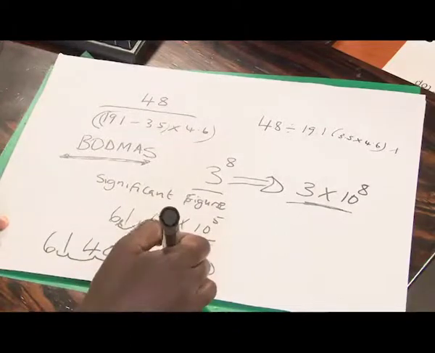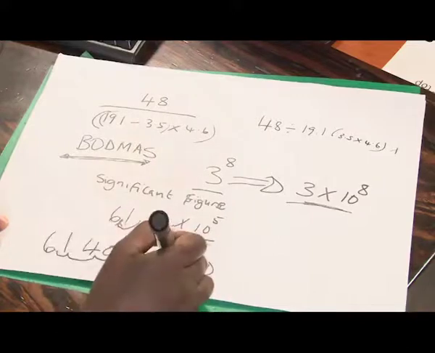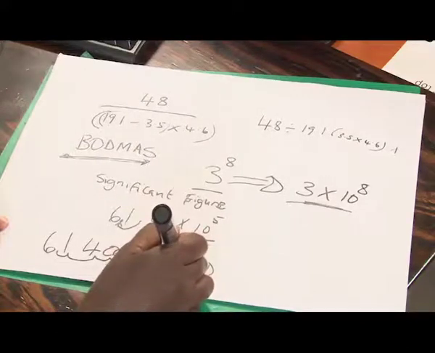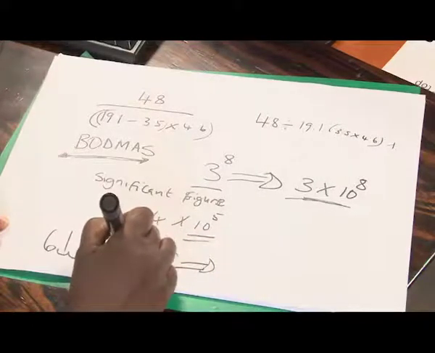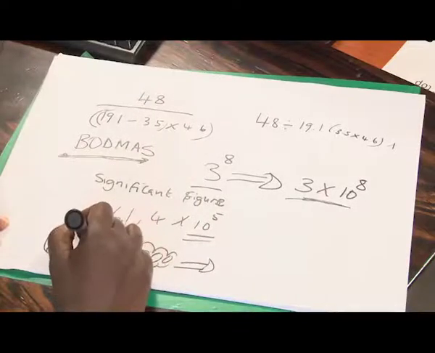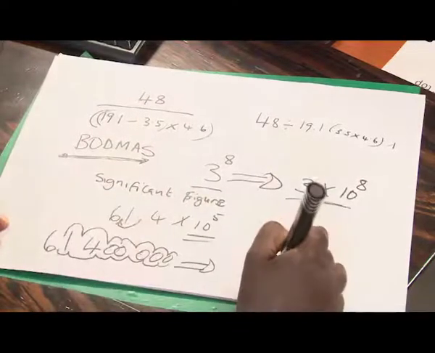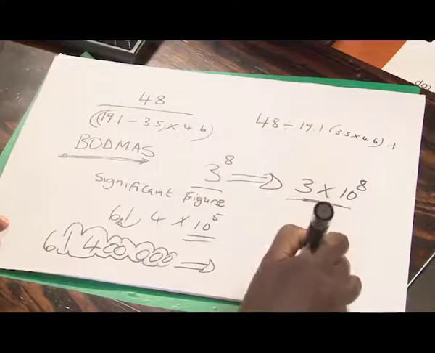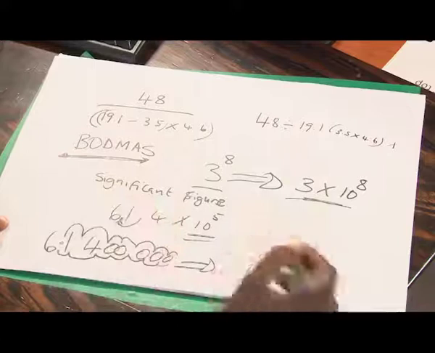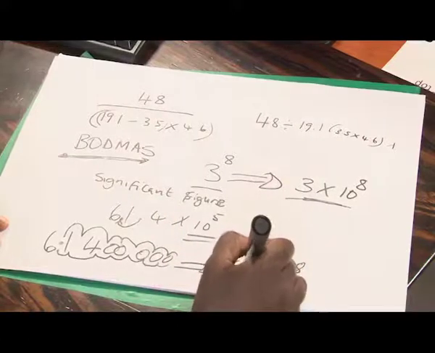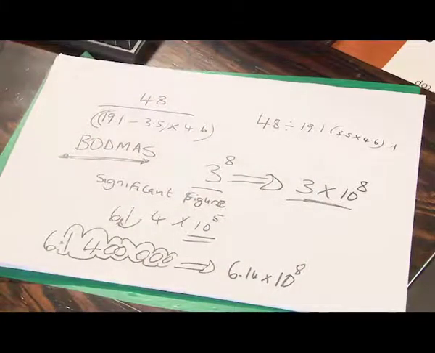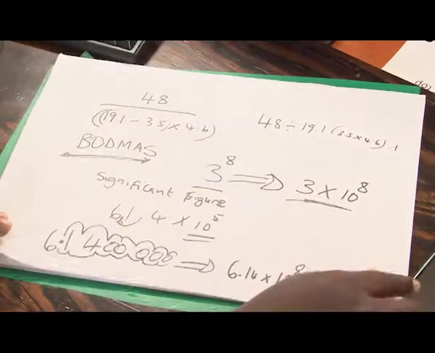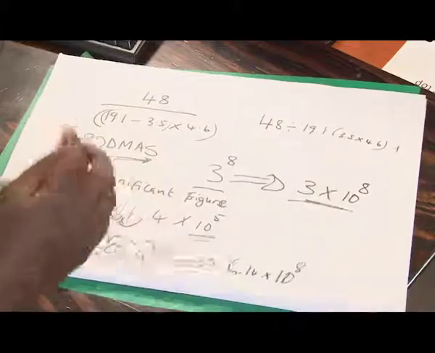1, 2, 3, 4, 5, 6, 7, 8. That means we have 8 zeros. And because we put our point here, then now it will be 6.14 times 10 to the power 8. That's how you work out your standard form. You count the number of zeros, and that gives you your exponents.